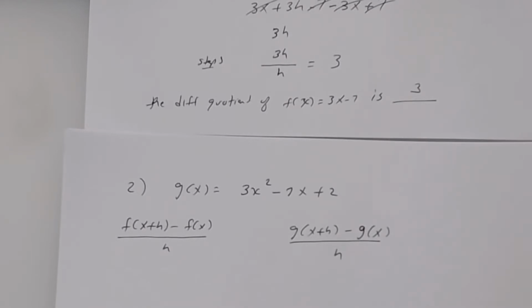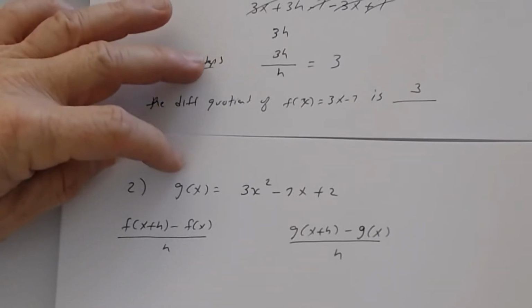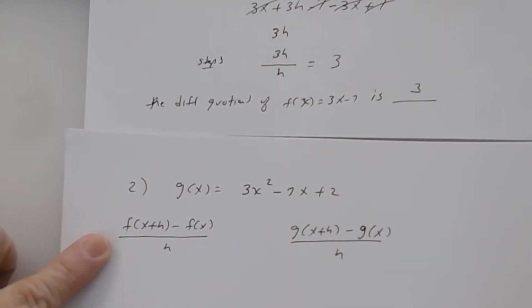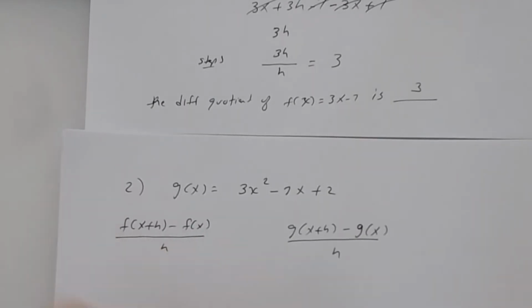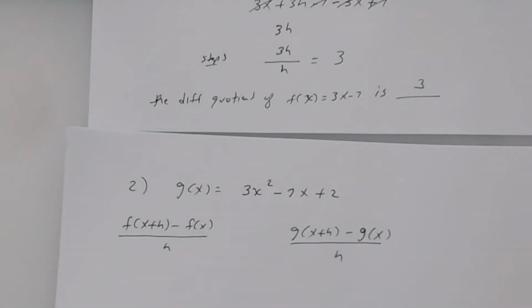All right, but remember, my function is not f of x. What's my function? G of x. So when you find a difference quotient, it's the same thing. It's just that instead of saying f of x plus h, you're going to say what? G of x plus h. All right, so step 1.